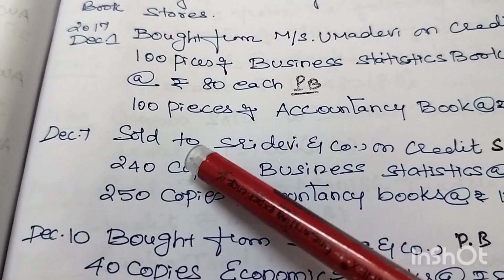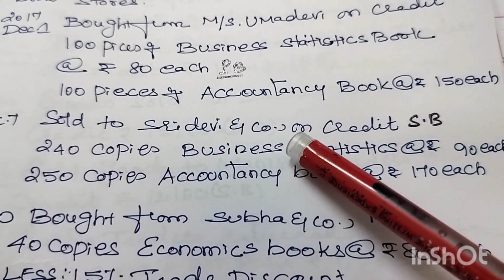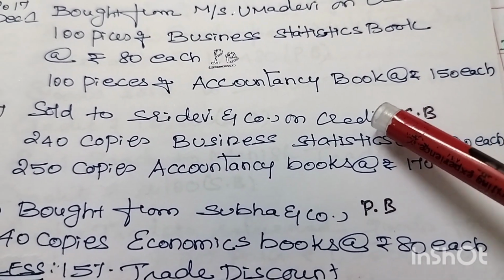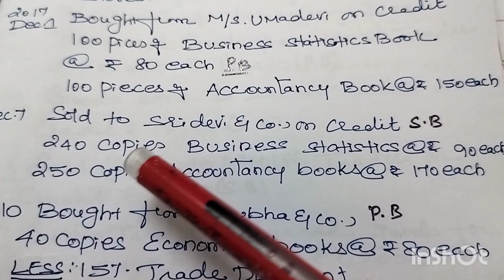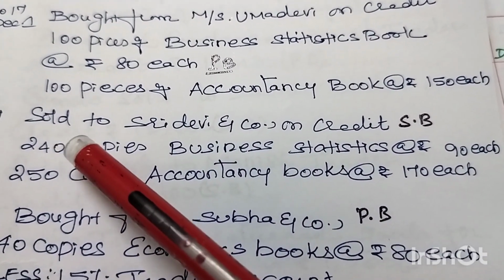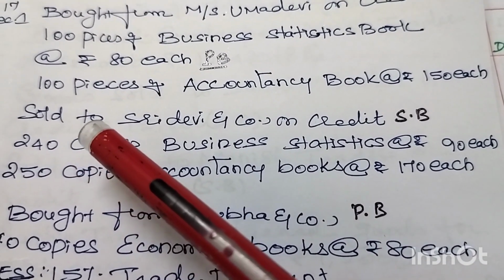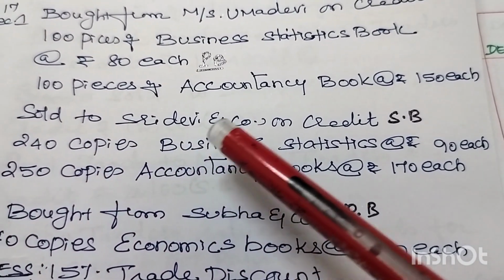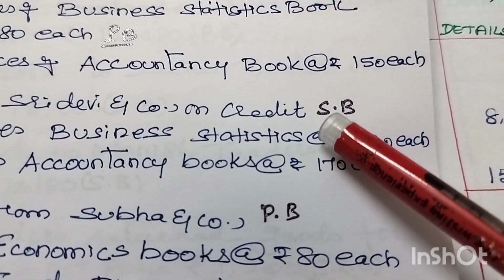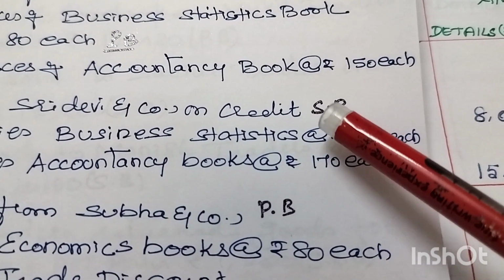Then let's see the next transaction, that is December 7, sold to Sridevi and Co on credit. What does this transaction tell us? This transaction clearly tells us this is a credit sales transaction. So you are going to enter this credit sales transaction into the sales book. So here you can write SB, which means sales book.